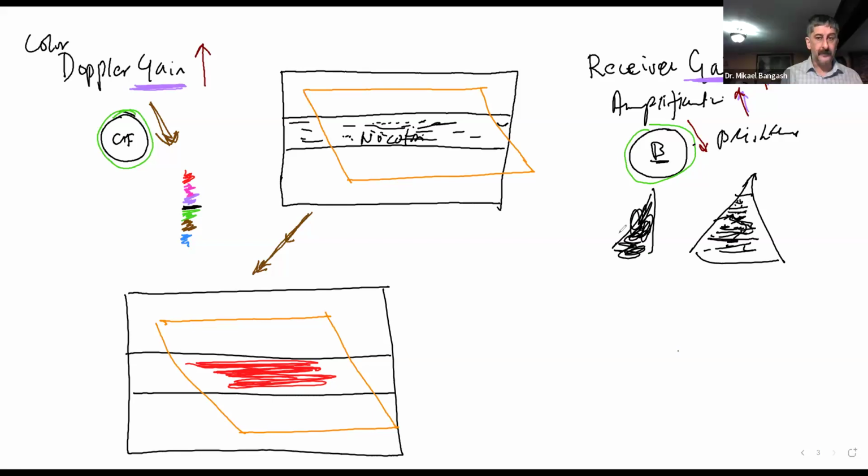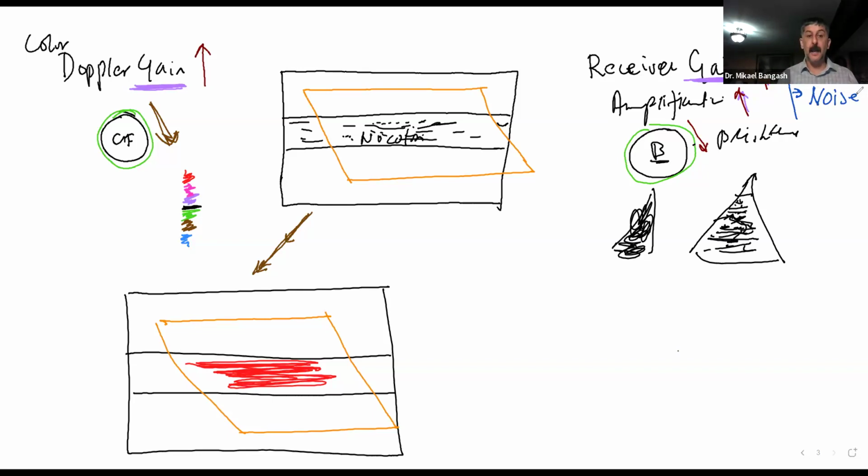Now, guys, what happens if we increase the receiver gain, or if we amplify the image, or if we amplify the intensity of the signals too much? In a B mode image, what would that lead to? A lot of noise. Bingo.